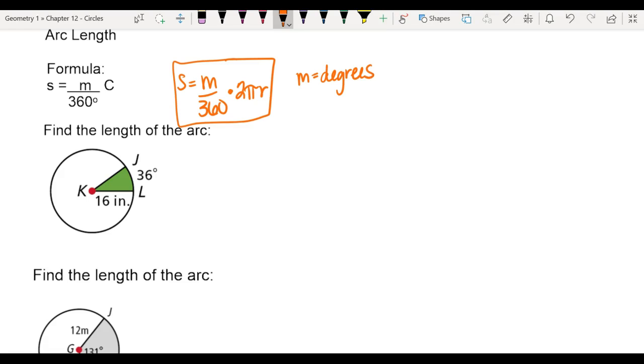Okay? Questions on that so far? All right. So then today as you're solving these, they have you leave them in terms of pi.